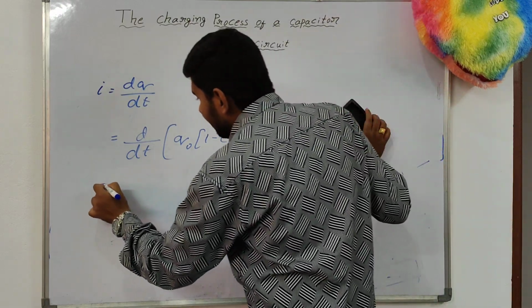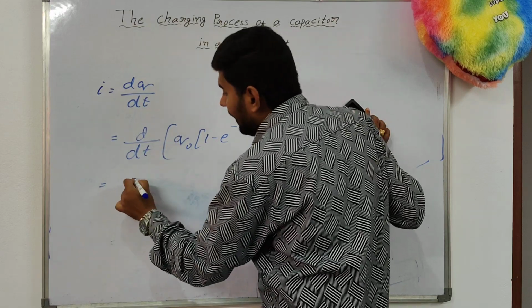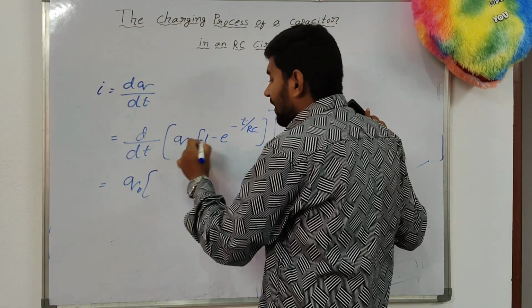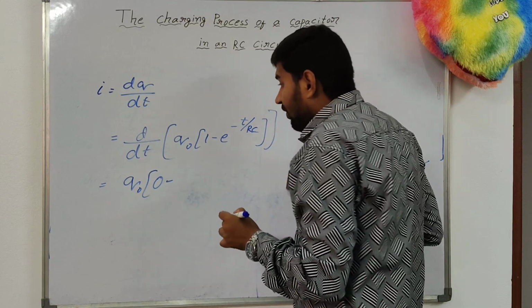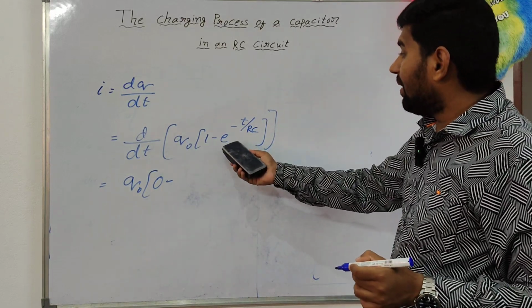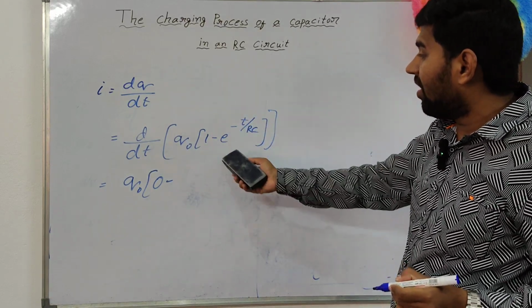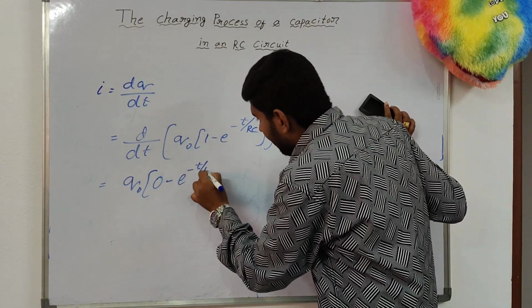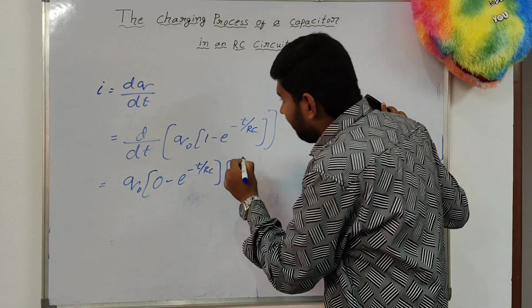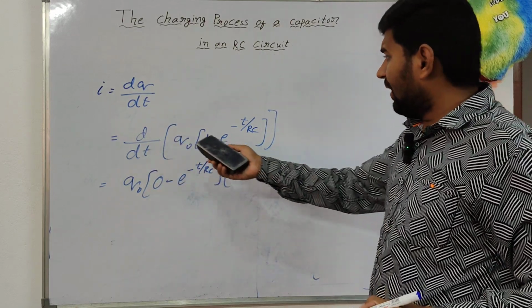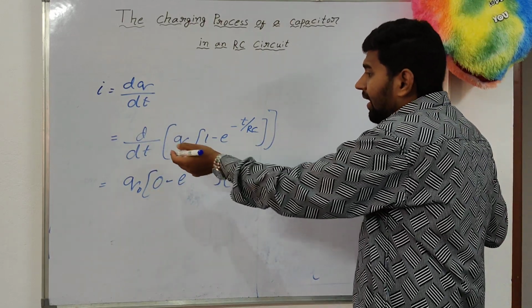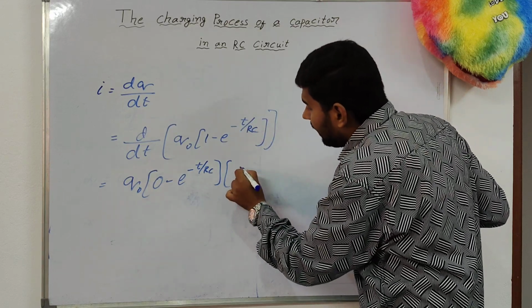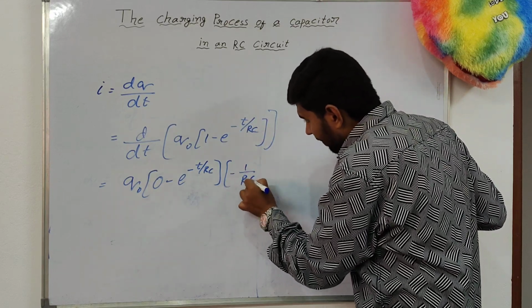Now, if you differentiate this one, d by dt of Q naught, it will be constant Q naught. D by dt of 1, it will be 0. If you differentiate d by dt of e power minus t by RC, it is in the form of e power u. How can I write? E power minus t by RC multiplied with d by dt of t by RC. D by dt of t by RC means it will become minus 1 by RC.